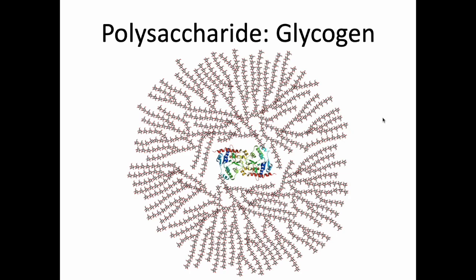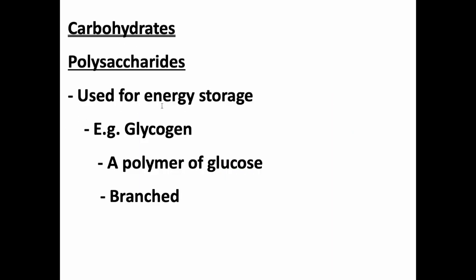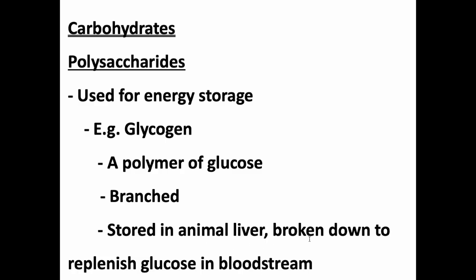It's branched, which makes it really easy to break down when you need it, which suits its function as being energy storage. So yeah, glycogen, example of a polysaccharide that stores energy. Stored in the animal liver, broken down to replenish glucose in the bloodstream. There's my summary.